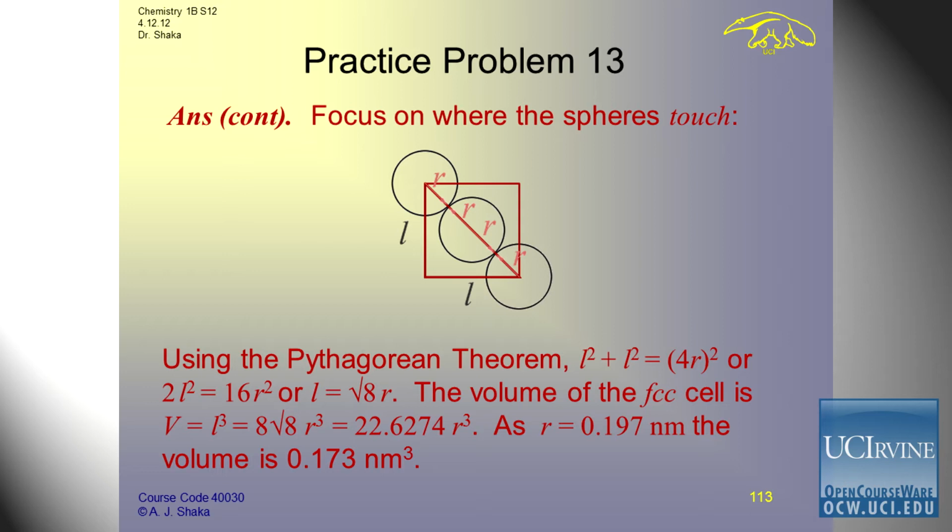But I hope that won't happen. Well, okay. Back to this. 2L squared, Pythagoras, is 4R squared.